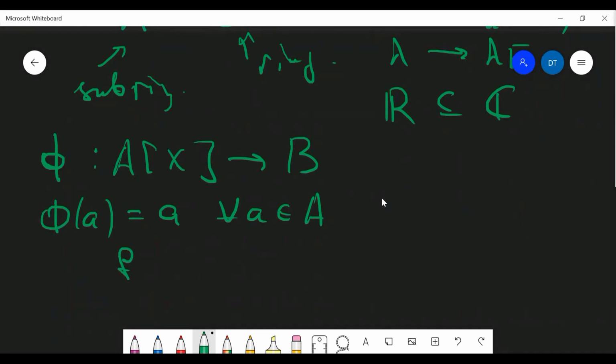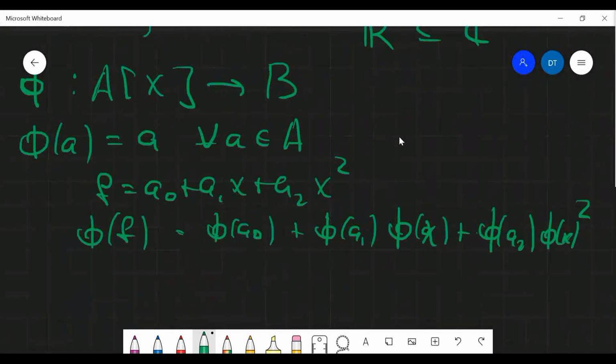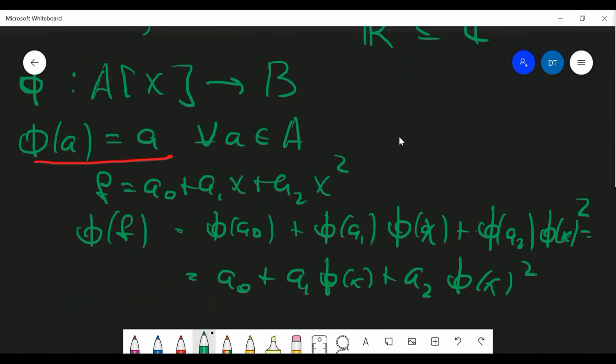So if you have an arbitrary polynomial of this form, let's write it like this, then if you want to apply phi to this polynomial f, this is the same as to apply phi to each coefficient and to x, and do it in this form. And as you can see, because of this rule, we must leave the coefficients as they are. So everything is determined by the image of X.